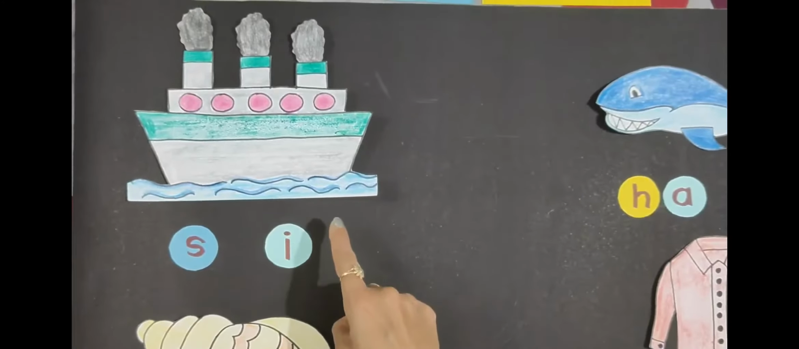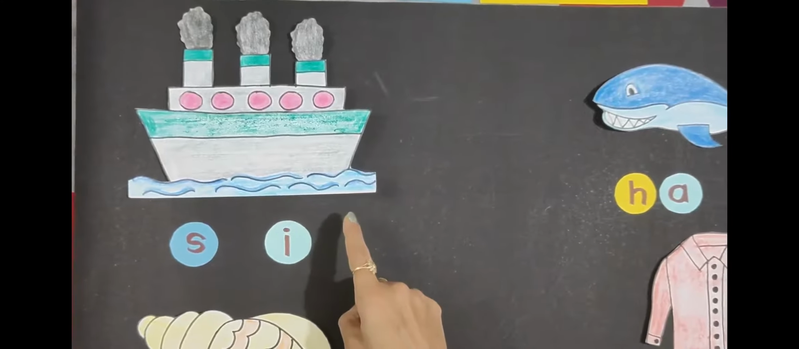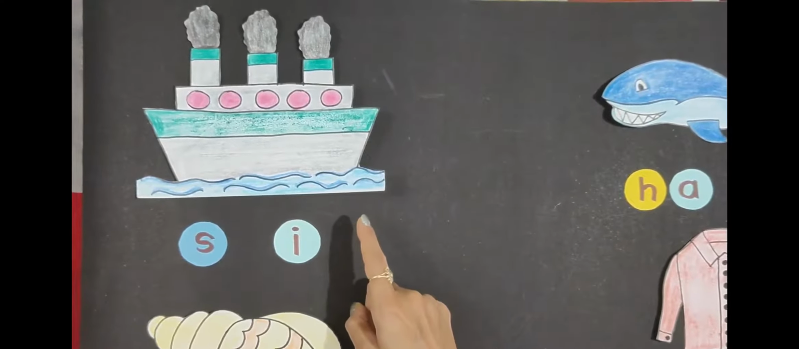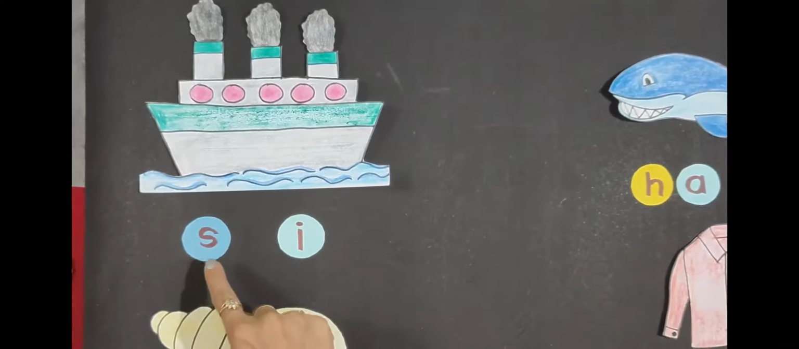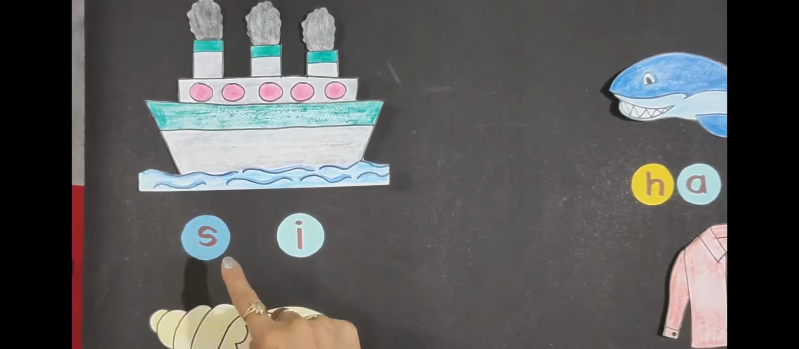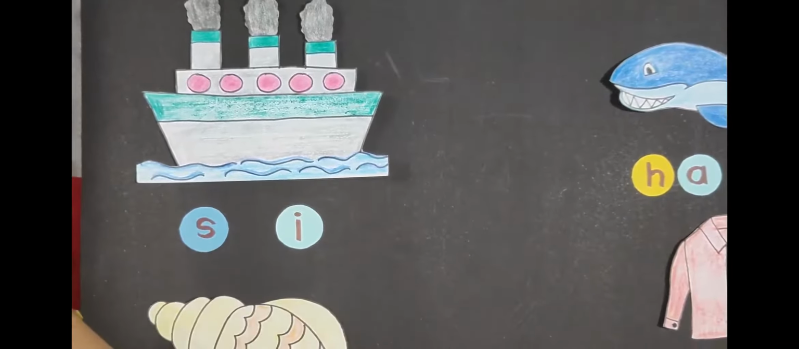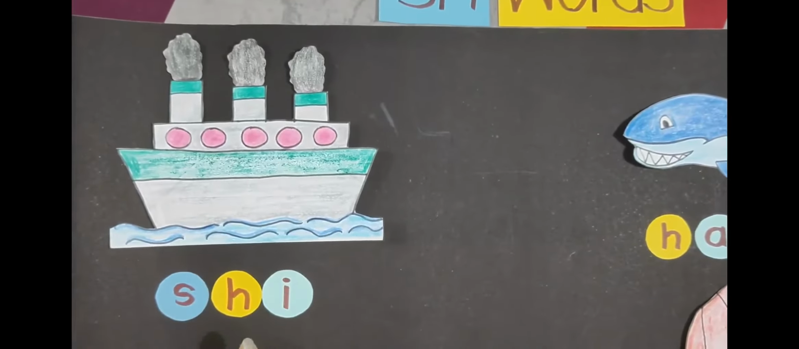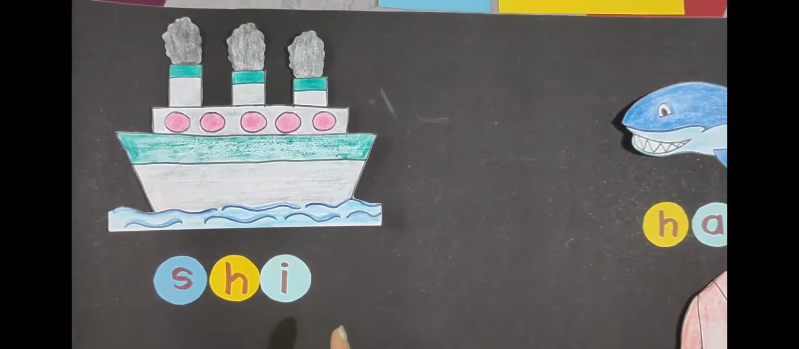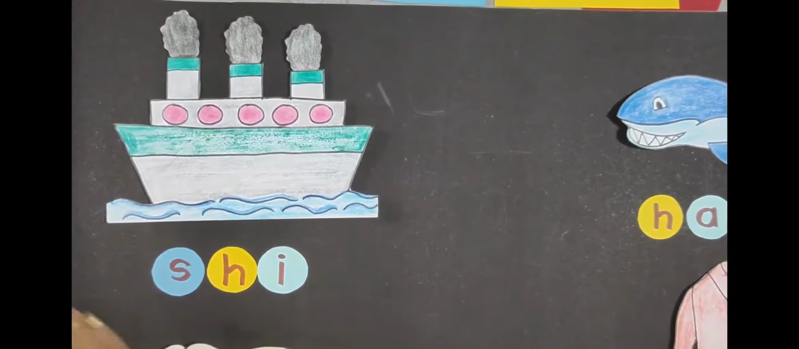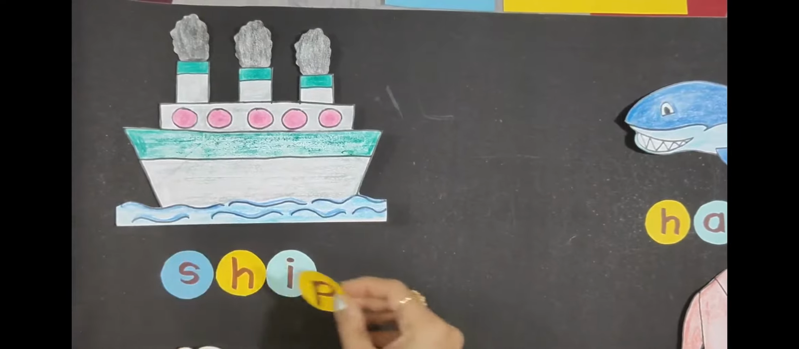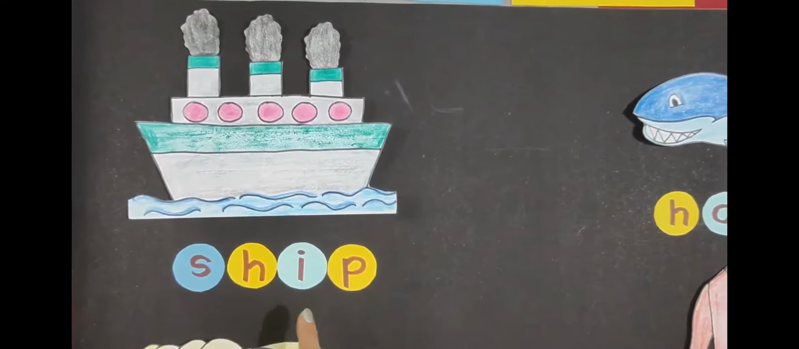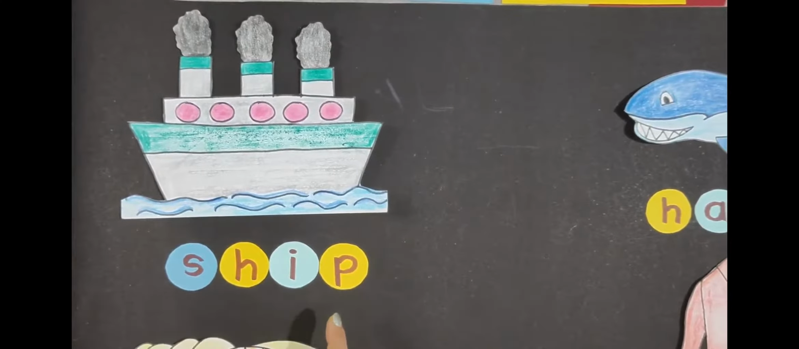First picture is of ship. The spelling of ship is S-H-I-P. Ship. S is already here. So which letter will come next? Yes, it's H. S, H, I. Now what will come next? Yes, it's P. S, H, I, P. Ship.